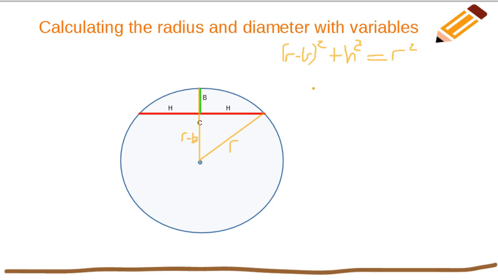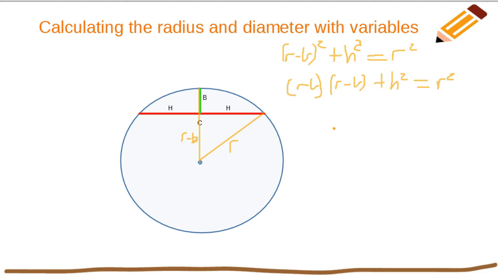Now guys, we know that (r minus b) squared is (r minus b) times (r minus b). Okay? So sorry about my scuffed writing. And then obviously we still have to put the plus h squared on the end. We can't avoid that. Equals r squared.